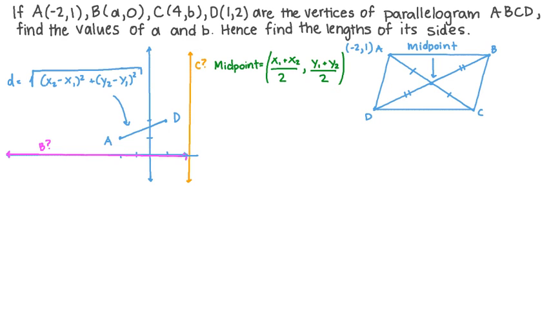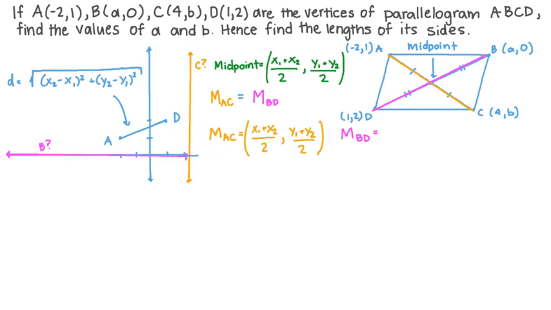We'll need the coordinates of each vertex. We know that the midpoint of AC equals the midpoint of BD. First, we'll set up two separate midpoint equations to find the midpoint of AC and the midpoint of BD. For the midpoint of AC, point A is our x1, y1, and point C is our x2, y2. x1 plus x2 equals -2 plus 4. y1 plus y2 equals 1 plus b.